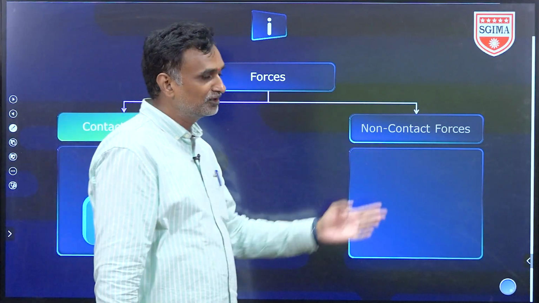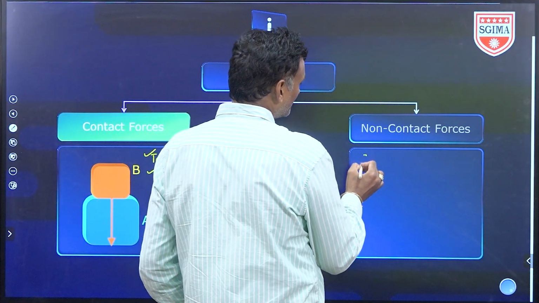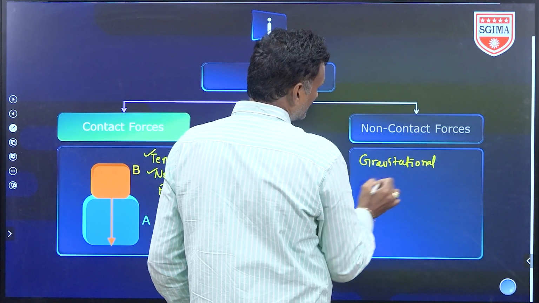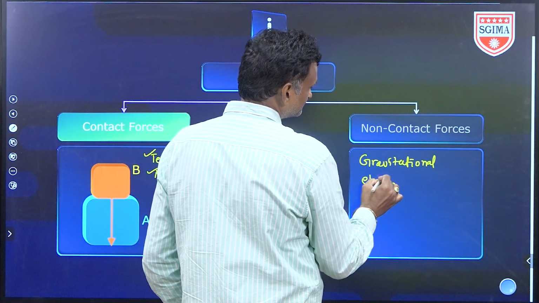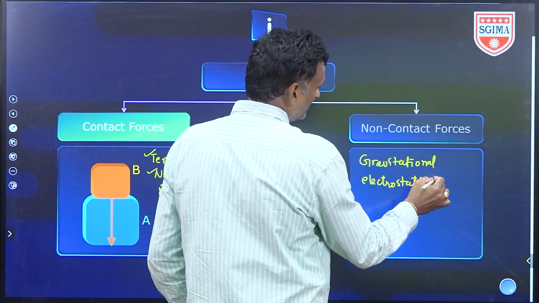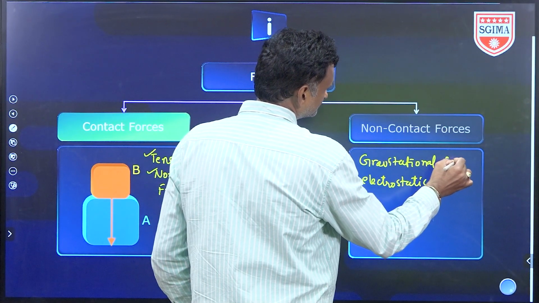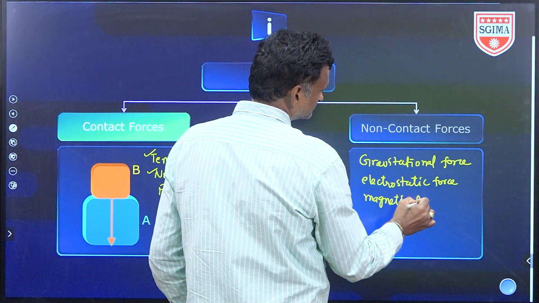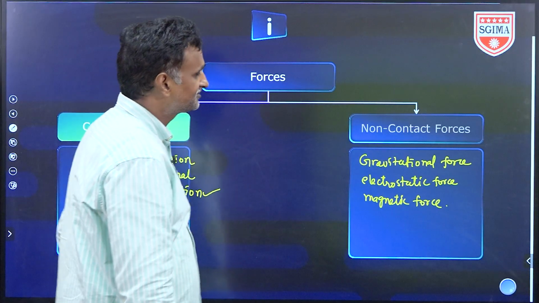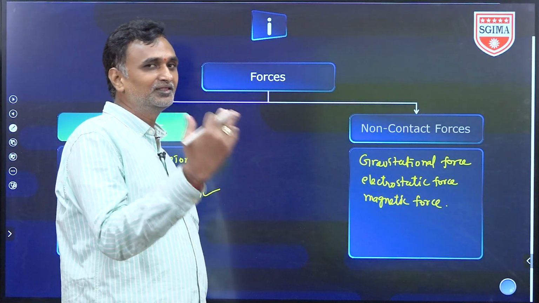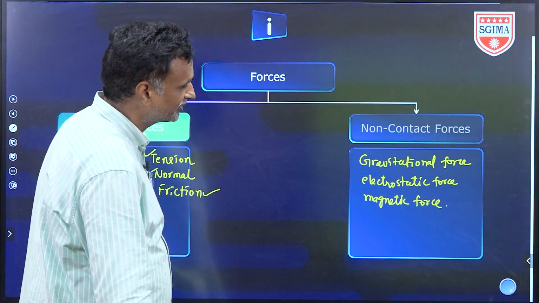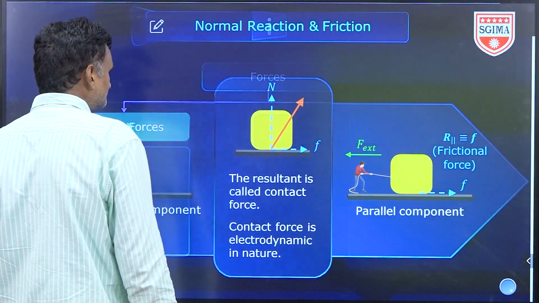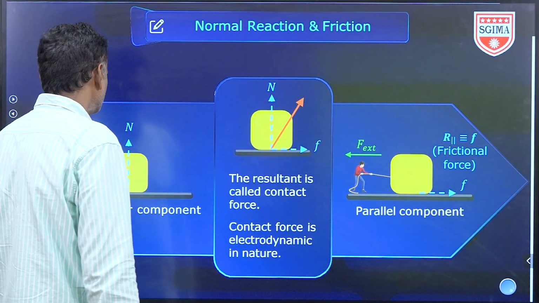And next, non-contact forces. Under non-contact forces: gravitational force, electrostatic force, next magnetic force. So these forces exert on one particle by the other particle without physical contact. Let us start with the contact forces first. So normal reaction and friction.